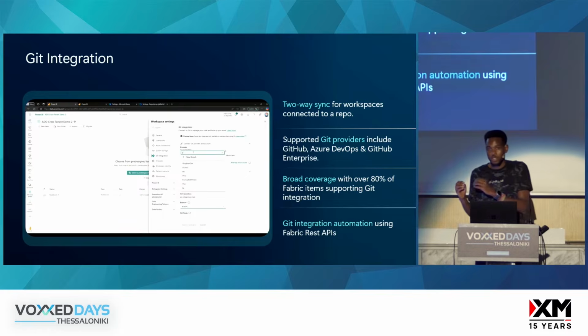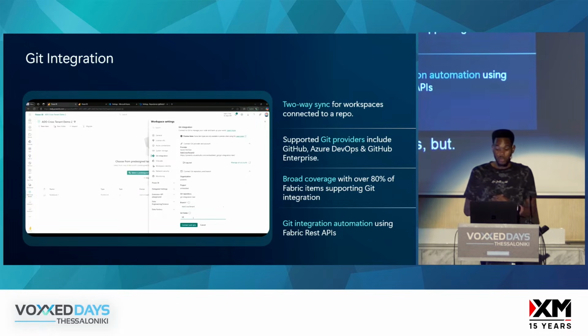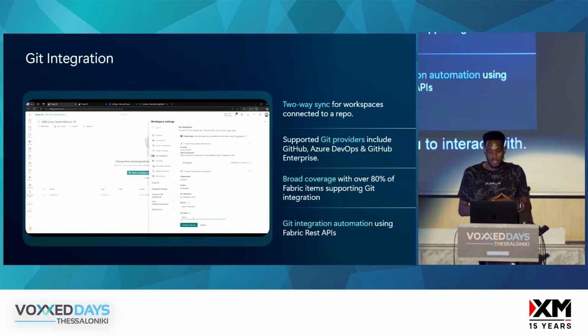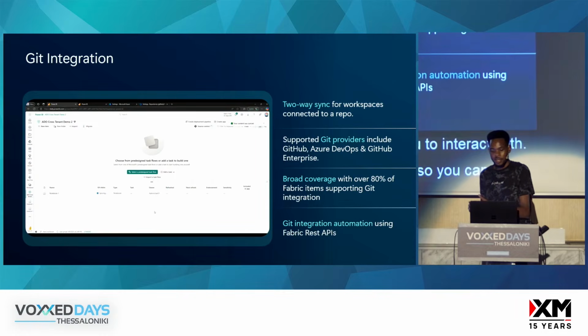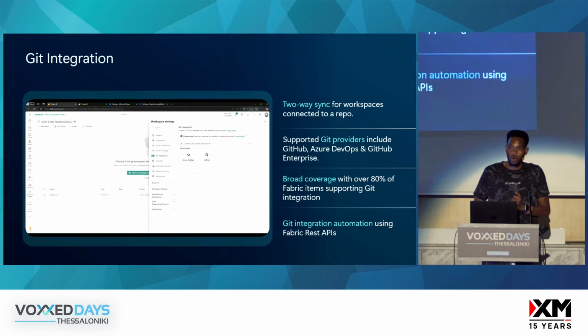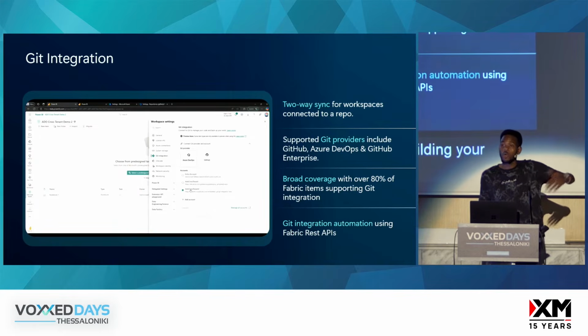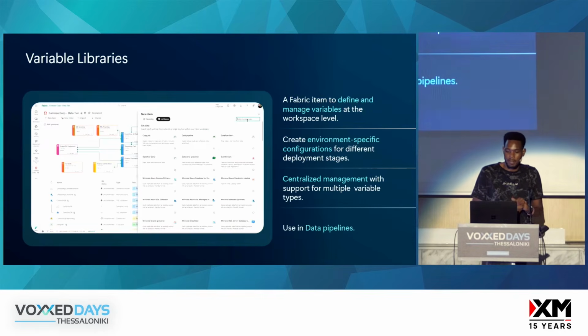But as I mentioned, we have all these different public APIs that allow you to interact with different items within the platform, and that means you can also automate the Git integration using the Fabric APIs as well. So when you're building your pipelines or your workflows on DevOps or GitHub, you can tap into the automation of Git using the public APIs.